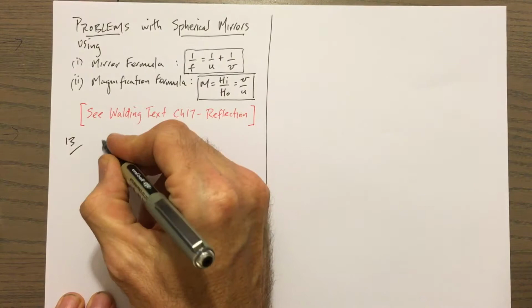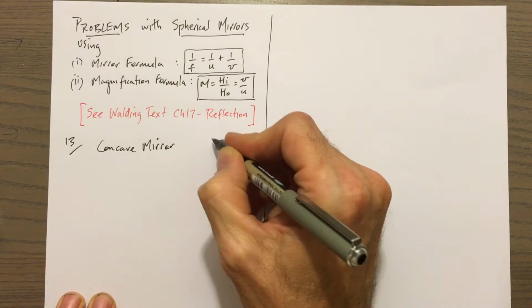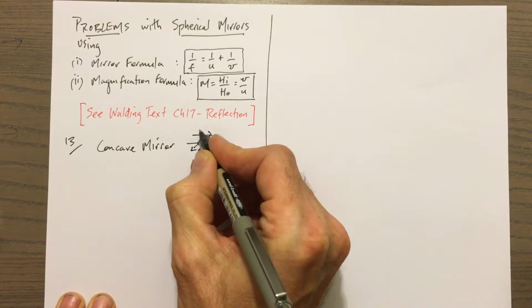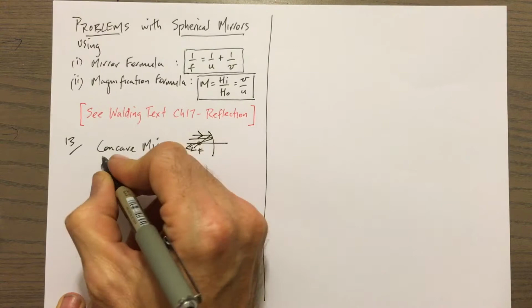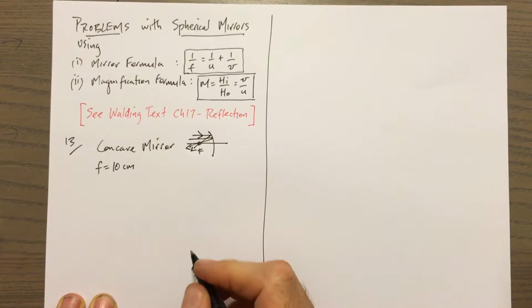Let's write some of those things down. We're looking at a concave mirror. Remember, a concave mirror is the one that reflects on the inside. You have your focal point here, your rays come in and focus like that. That's our concave mirror, and we have a focal length of 10 centimeters.